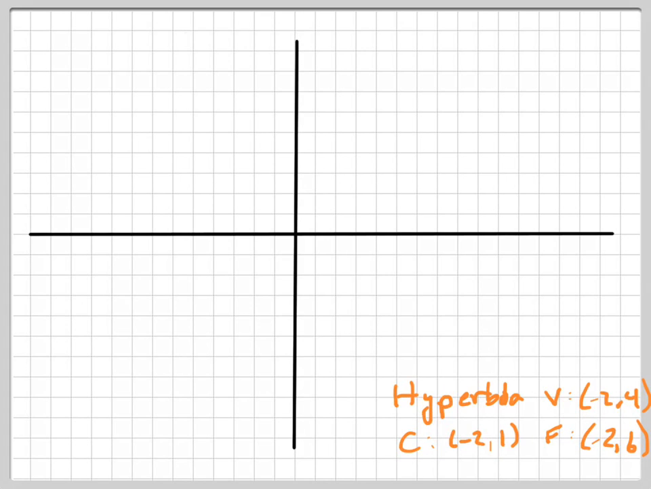All right, let's graph this hyperbola. Down here it says what our information is. We've got a vertex at -2, 4. So -2, 1, 2, 3, 4. There's one of my vertices. A center at -2, 1. So there's the center, and it's going to be opening up and down. And a focus at -2, 6. There's a focus right there.